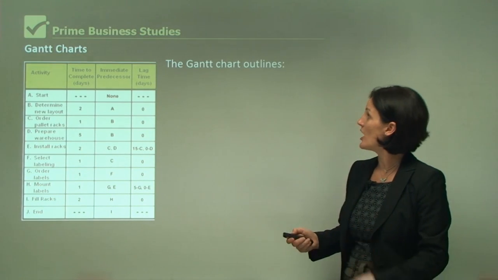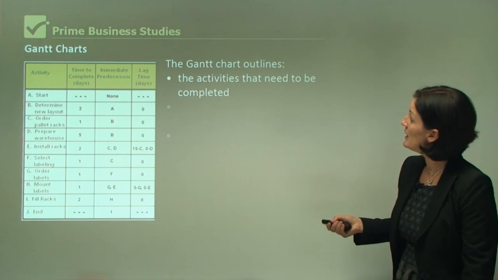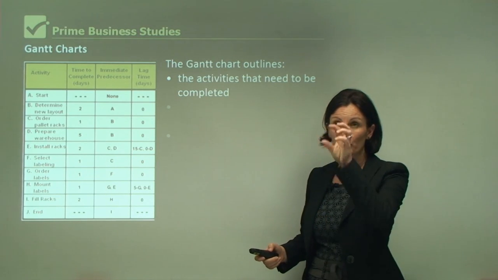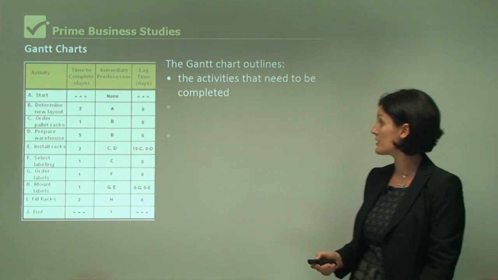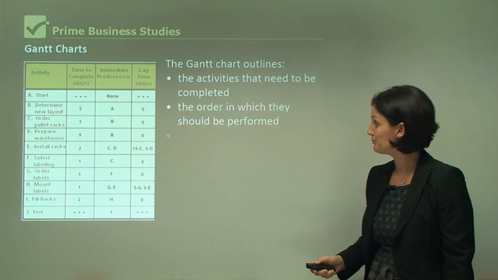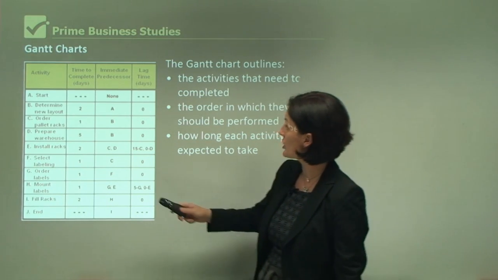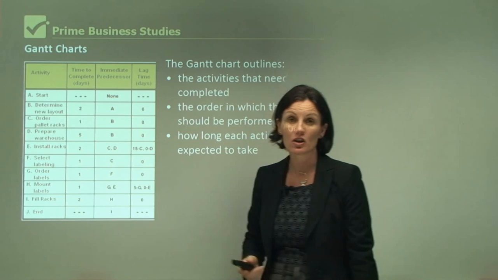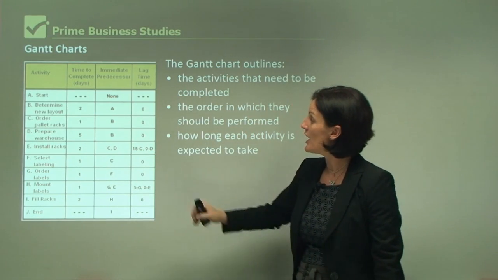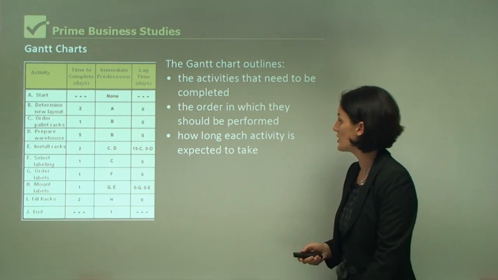Now, Gantt charts are very, very helpful, and they're used by many modern businesses. The activities that need to be completed are listed on the left-hand side there. So they've got that list of all the different things that they need to do to produce this product. They then put them in the order that they should be performed. Then they estimate how long it should take for those activities to be performed. So, for example, they need to determine a new layout. They are estimating at this stage that it's going to take 2 days for that to take place.